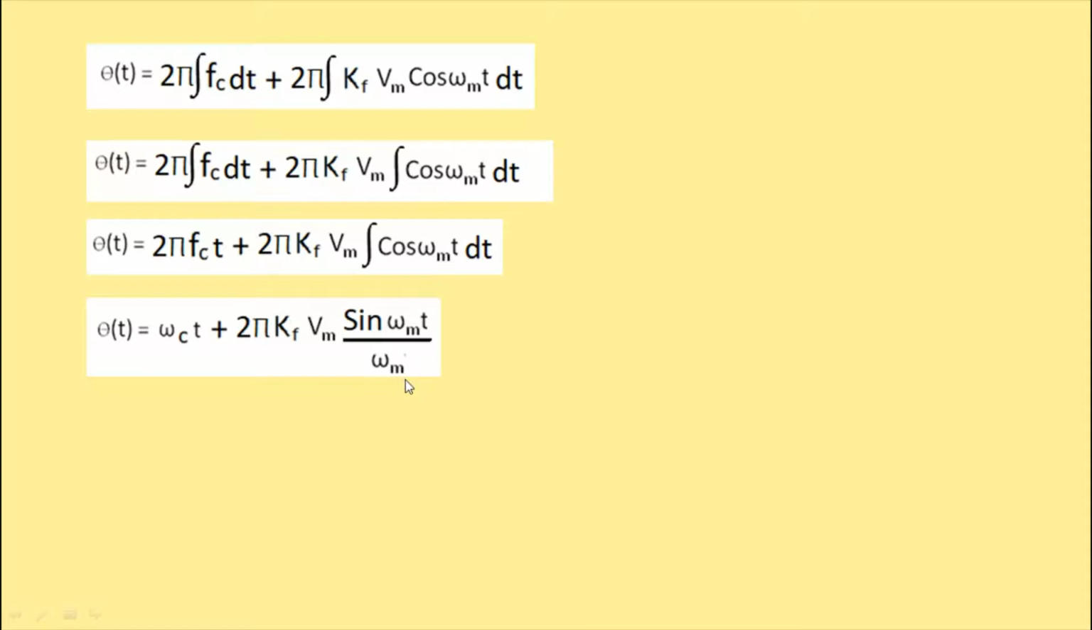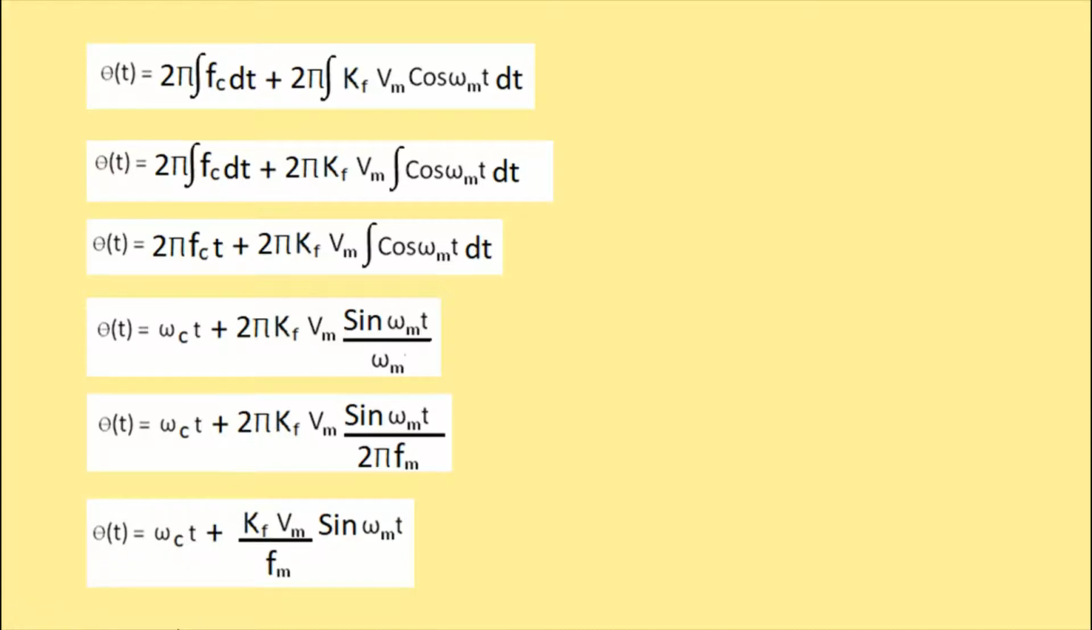This is simple mathematical formula which you have already studied. So now on simplification, what I get is, see here, the omega m, I have replaced it as 2 pi fm. Reason is simple, 2 pi here gets cancelled with the 2 pi here. So from that, the simplified expression will be something like this. Theta of t is equal to omega ct plus kf vm by fm into sine omega mt. Here I am having sine omega mt by fm. That fm I have put it here. Moving to the next step.